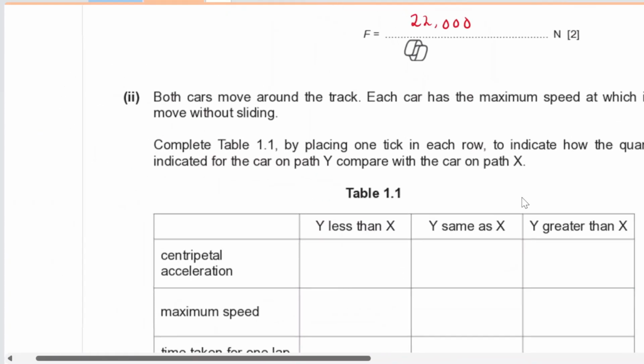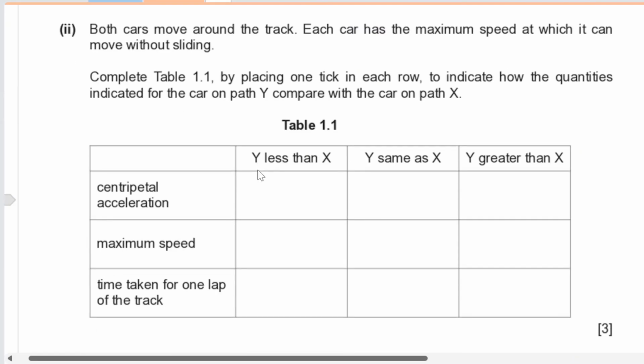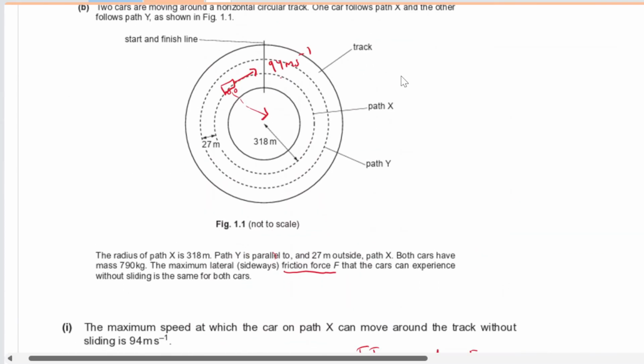Both cars move around the track. Each car has the maximum speed at which it can move without sliding. Complete table 1.1 by placing one tick in each row to indicate how the quantities indicated for the car on Y compare with that on X. So we have to differentiate between the car in Y and the car in X. And you can see the main difference is the radius of these two things, right?